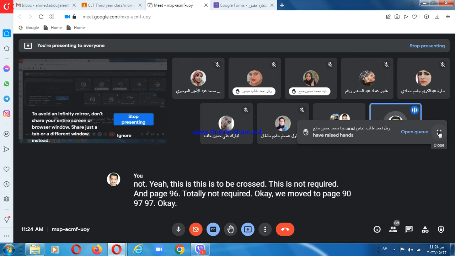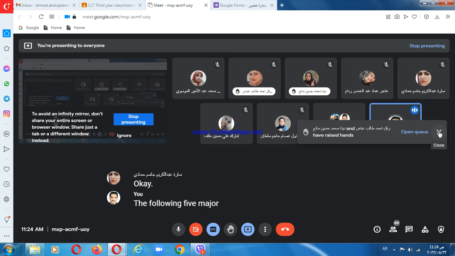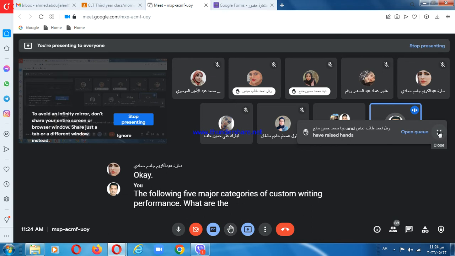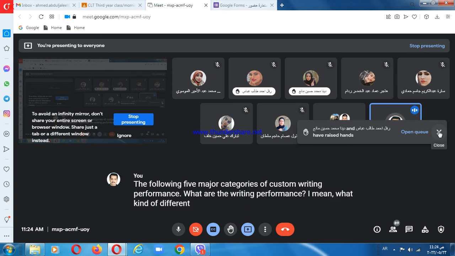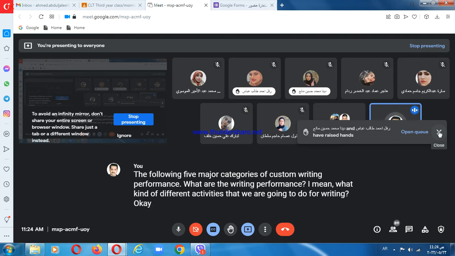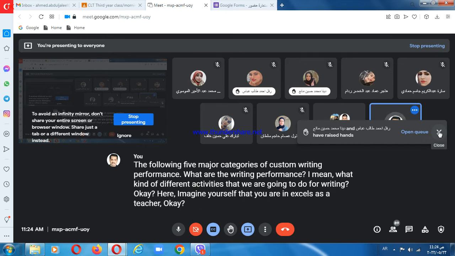The following 5 major categories of classroom writing performance. So what are the writing performances? What kind of different activities are we going to do for writing? Here, imagine yourself in a class as a teacher. What kind of performances do you have for writing?